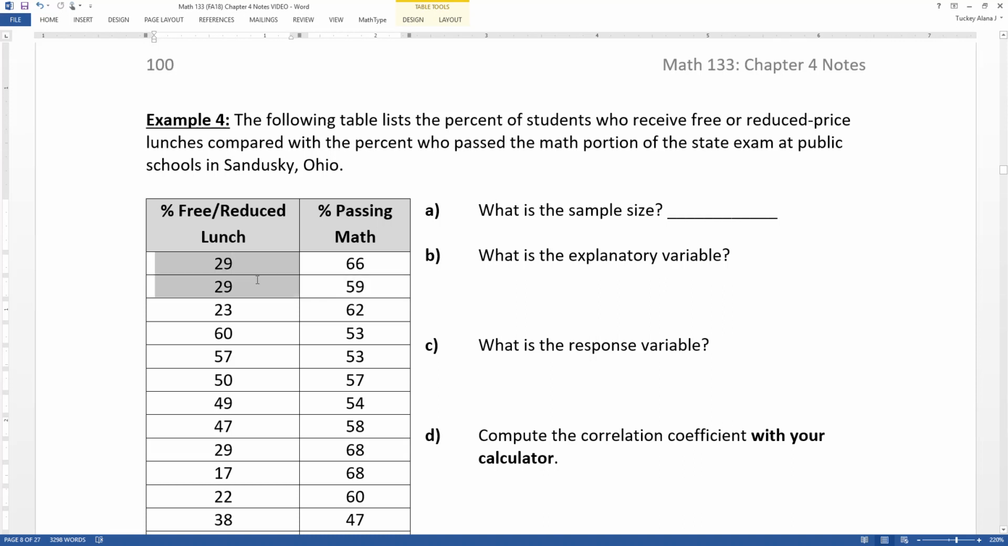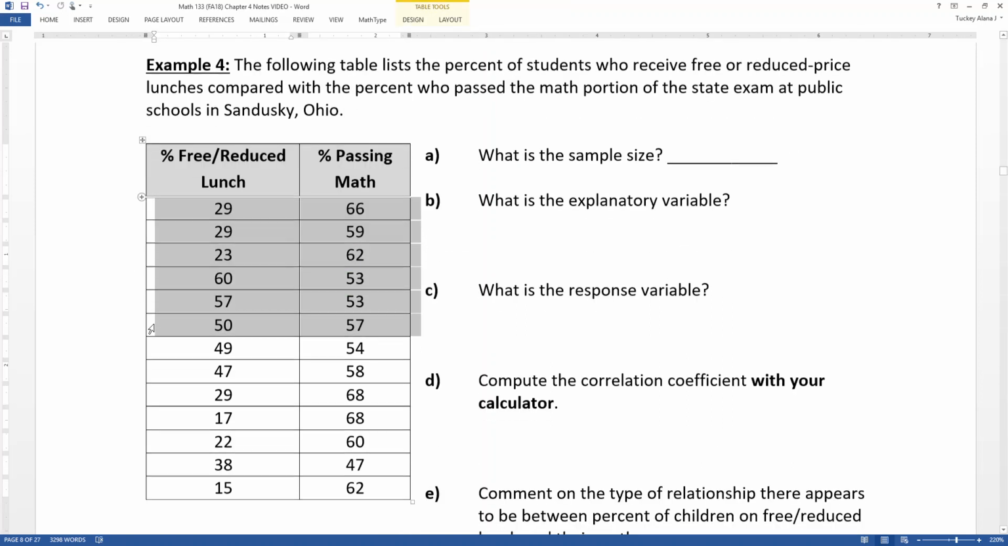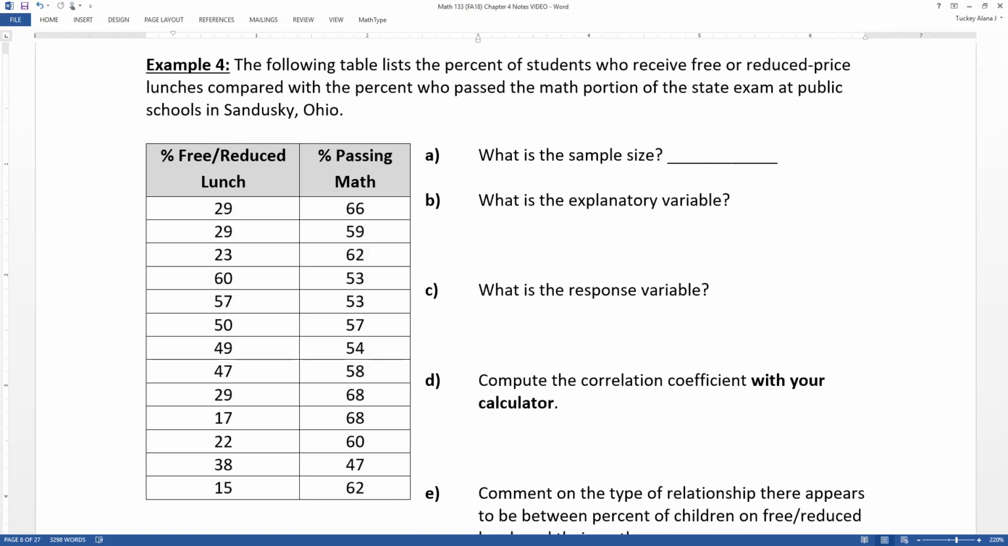Notice the number 29 goes to two different values. That's because this is not algebra class. This is statistics class, so things are a lot more squishy for us than they are for an algebra class. Okay, so what was the sample size? Well, to get that, we would just have to count how many rows there are in this table, because these are all the different schools. By my count, there are 13 different rows, so our sample size is 13.